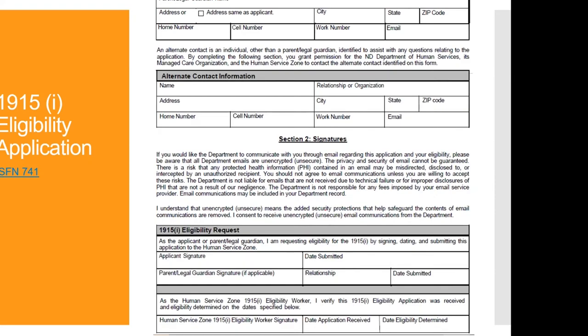So, parent and legal guardian information. Remember, the 1915i services are available to children as well as adults. Not all services are available to children, but many of them are. Then contact information and signatures. Remember, 1915i is a voluntary service. That means that an individual needs to be able to sign the form and request the related services, unless there's a parent or legal guardian involved, and then that person could sign the form as well. A human services worker also has to sign the form in order to move through the eligibility process, and the dates are all down there. So next slide, please.